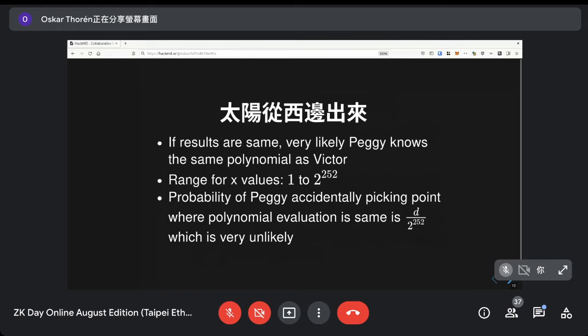And if the results are the same, which they are in this case, 120, it's very likely that Peggy knows the same polynomial as Victor. To see why that's the case, you can imagine that you have a range of x values from 1 to 2 to the 252nd power. The probability that Peggy would accidentally pick a point where the evaluation of the polynomial would be the same is the degree of the polynomial divided by 2 to the 252, which is very unlikely.